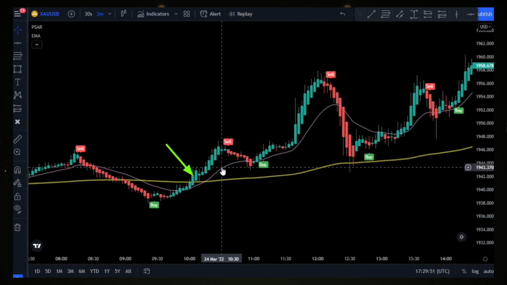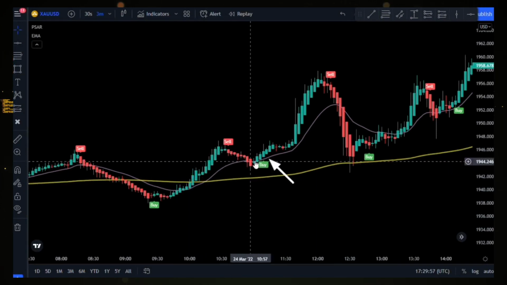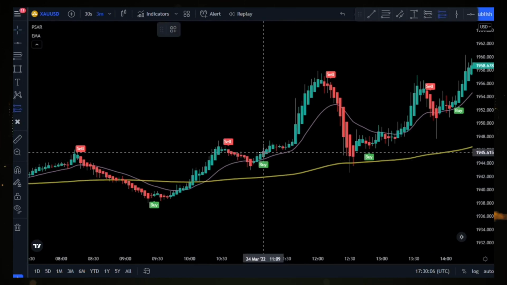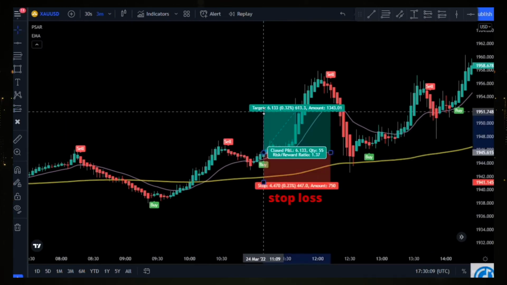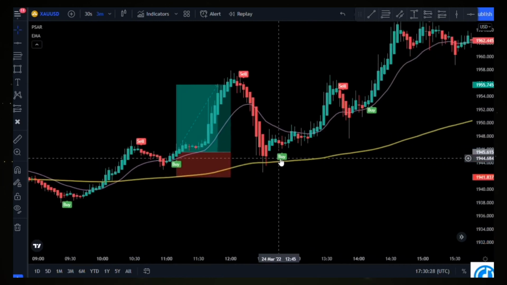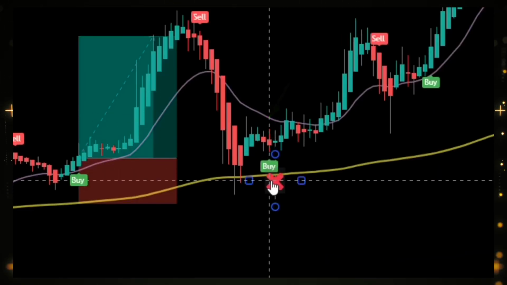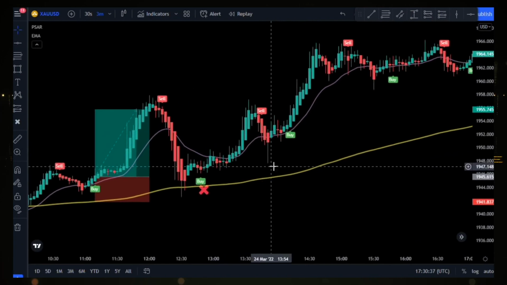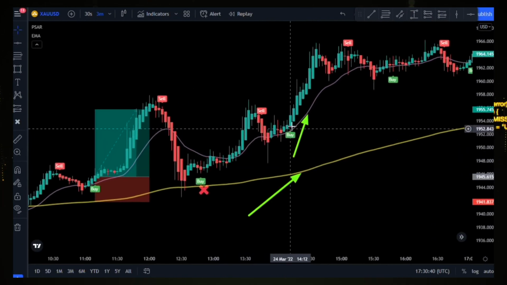Now let's look at an example. The candlesticks are above both the lines. We enter the transaction whenever our indicator generates a buy signal. I place the stop loss below the EMA line, and we place the profit margin where the parabolic SAR indicator indicated. It sent another buy signal here.